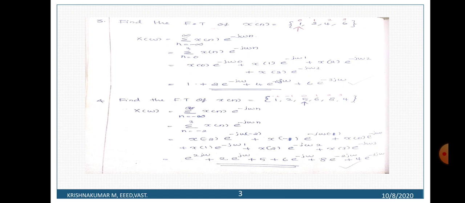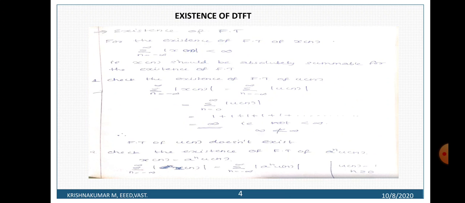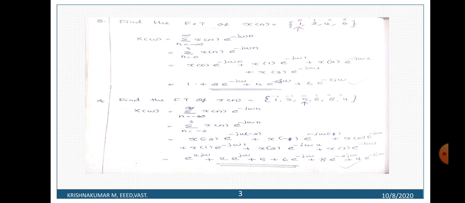So now substitute the values. The value of x of minus 2 is 1, x of minus 1 is 2, x of 0 is 5, x of 1 is 6, x of 2 is 8, x of 3 is 4. So our answer is e raised to 2j omega plus 2 e raised to j omega plus 5 plus 6 e raised to minus j omega plus 8 e raised to minus 2j omega plus 4 e raised to minus 3j omega. Okay, thus we can find out the Fourier transform of finite sequences.